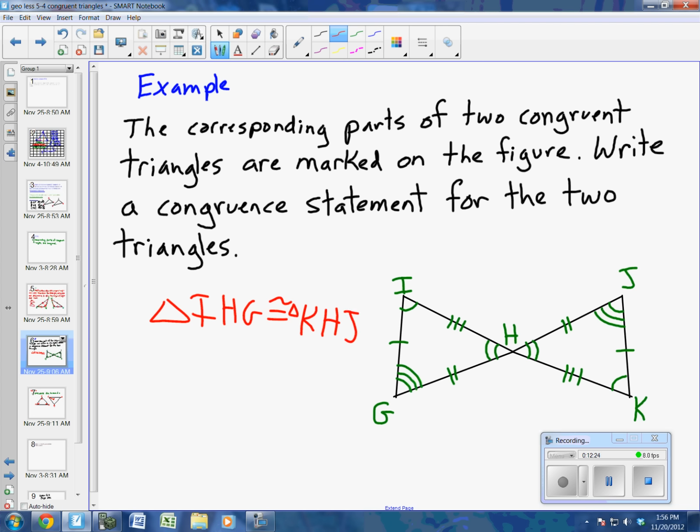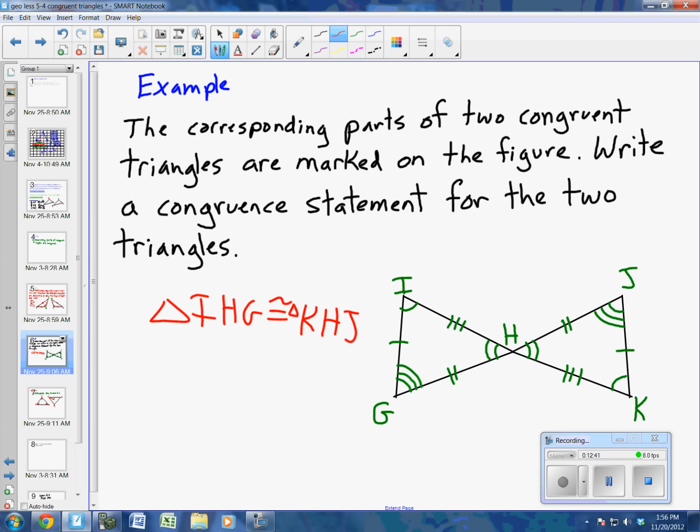Does he have these in the right order? IHG. So I corresponds to what? Okay, so they have to both go first. They both have the 1 mark on them, right? H corresponds to H. G corresponds to J because they both have the 3 marks, right? So that's how you write it.